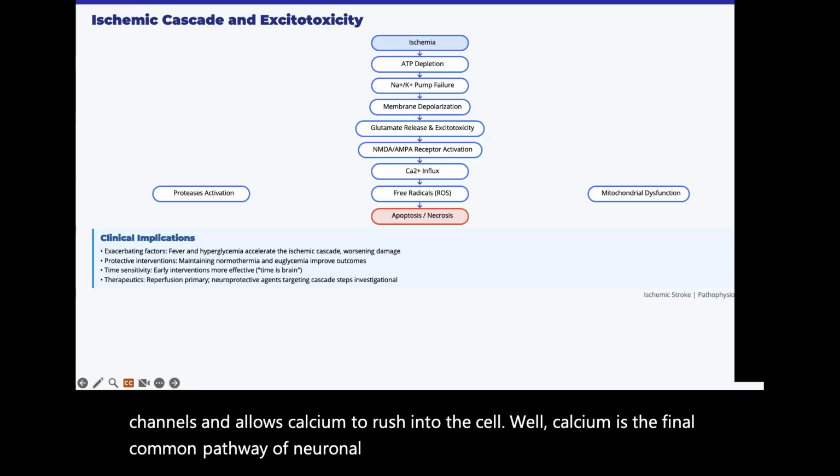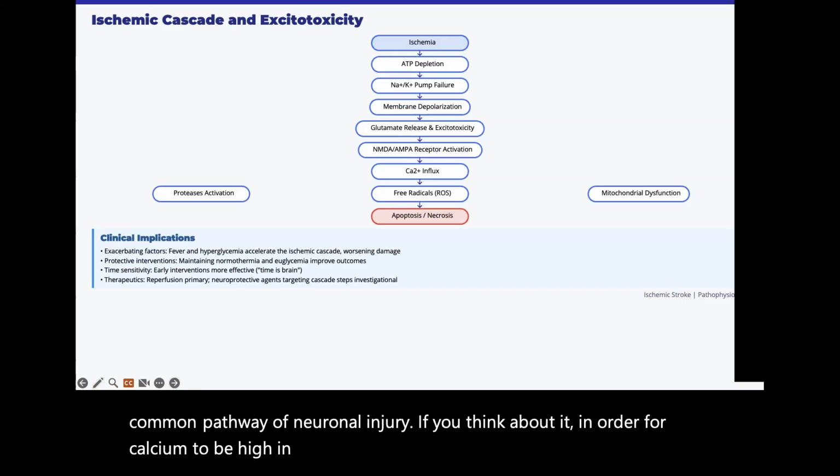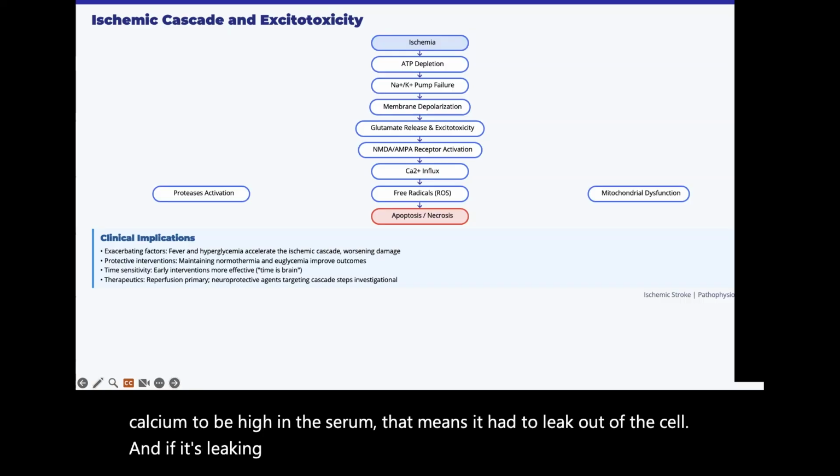If you think about it, in order for calcium to be high in the serum, that means it had to leak out of the cell. And if it's leaking out of the cell, that means the cell has ruptured and died. That's why you see the calcium start to go up.